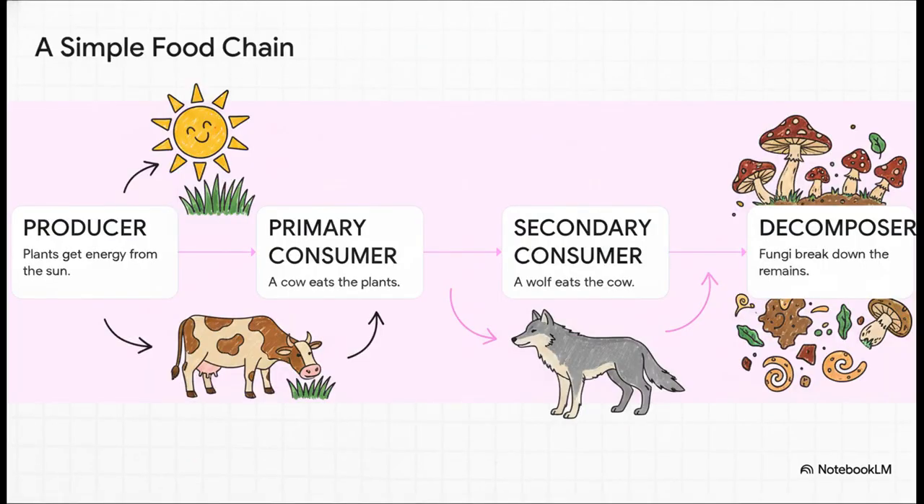Okay, let's walk through a super simple example to see it all in action. Step 1, the sun gives energy to the grass. That's our producer. Step 2, a cow comes along and eats the grass, our primary consumer. Step 3, a wolf eats the cow, our secondary consumer. And finally, when that wolf's life is over, fungi and bacteria break it down, recycling the nutrients. See, it's a perfect loop of energy.